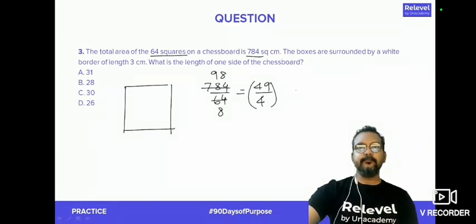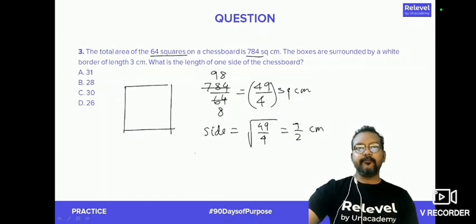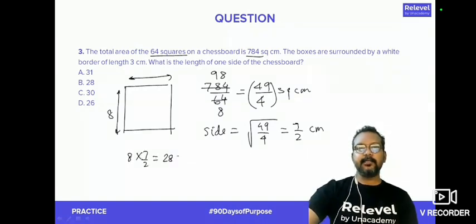This is the area of each square. So the side of each square will become the square root of 49 by 4, so that is 7 by 2 centimeters. So if you have the 64 squares, that means 8 squares along this and 8 squares along this. So each side will become 8 times 7 by 2, 28 centimeters by 28 centimeters each side.